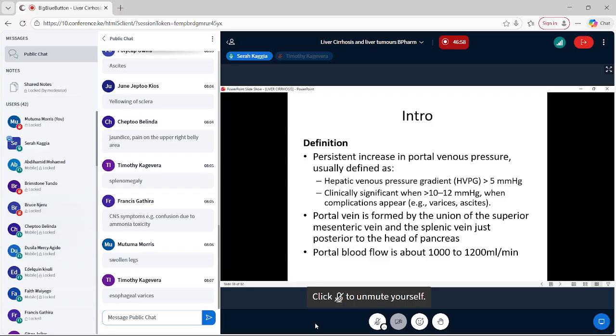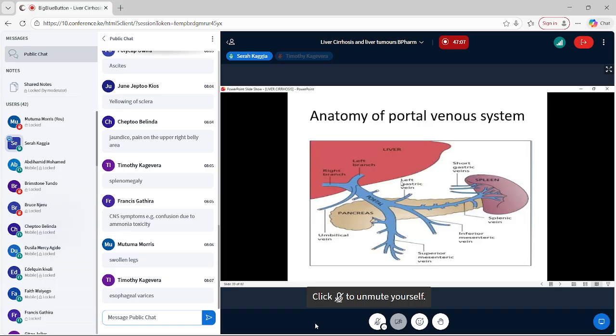So the portal vein, how do you get the portal vein? I like showing by pictures. This is the portal venous system that we're talking about. You have your superior mesenteric vein, coming from the intestines, and of course here is your pancreas behind it. Then the inferior mesenteric vein comes and joins here. Then you have your spleen, so you have your splenic vein coming like this. The joining of your splenic vein, your inferior mesenteric, and your superior mesenteric form the portal vein.